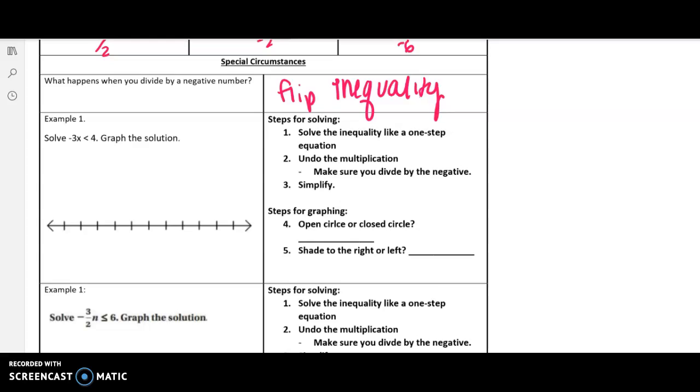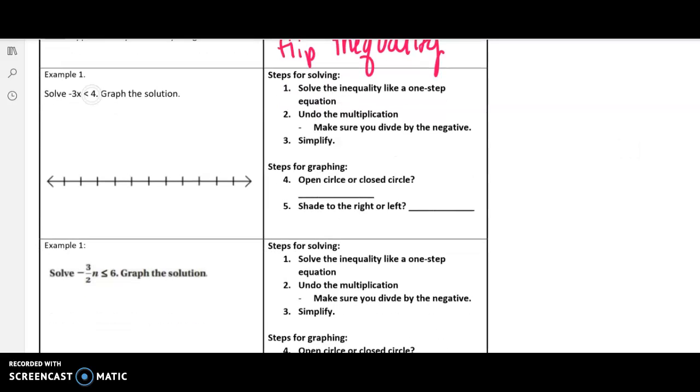So whenever we divide or multiply by a negative, we have to flip our inequality. So for example, in number 1, we're going to draw our line, and I have -3 times x, so I have to divide by -3. Since I divided by a negative on both sides, these cancel, and I have x, but because I divided by that negative, my inequality is going to flip directions, and then I'm going to have -4/3. So I'm at -4/3, open circle, and my inequality is a greater than sign, so it's going to go to the right.